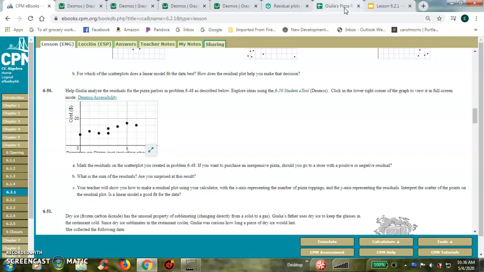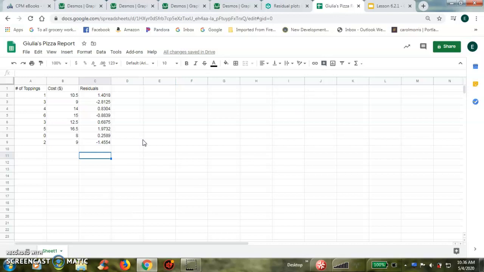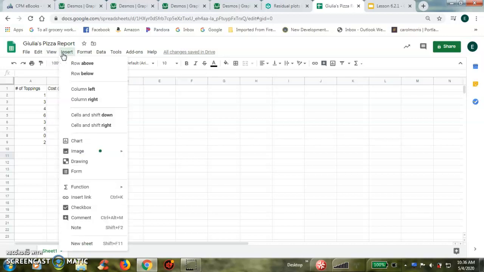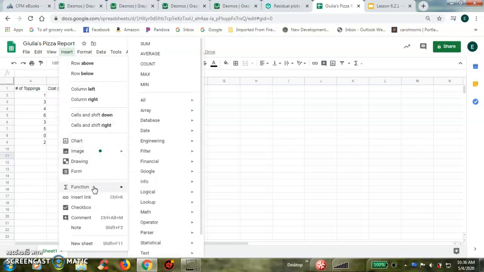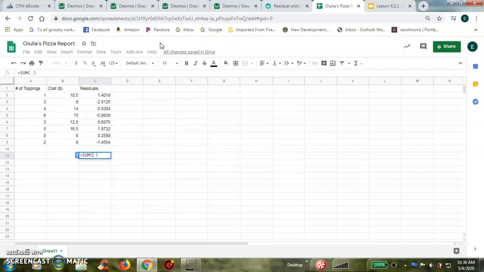So I want to show you what I did here. I put the residuals in a spreadsheet because this is a real quick and easy way to figure out the sum of the residuals. All right, so watch what happens here. I'm going to click this box here, and I am going to insert a function. The one I'm going to use is sum. Right, and then what I'm going to do is just highlight this.